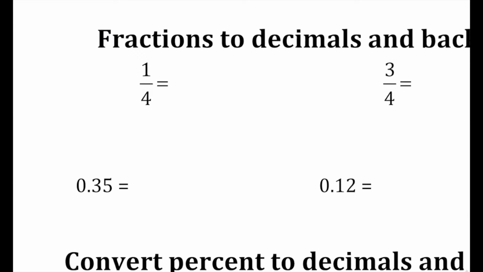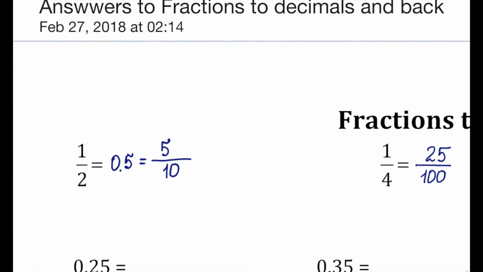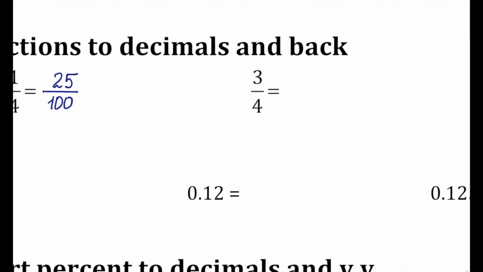1 over 4, again, long dividing 1 by 4 would give you 0.25, or you could turn this into a fraction. You cannot turn 4 into a 10, but you can turn 4 into 100 by multiplying by 25. So 25 over 100. I know this is bizarre for you, but that's the way I was taught. Sorry about that. You can do your long division yourselves.